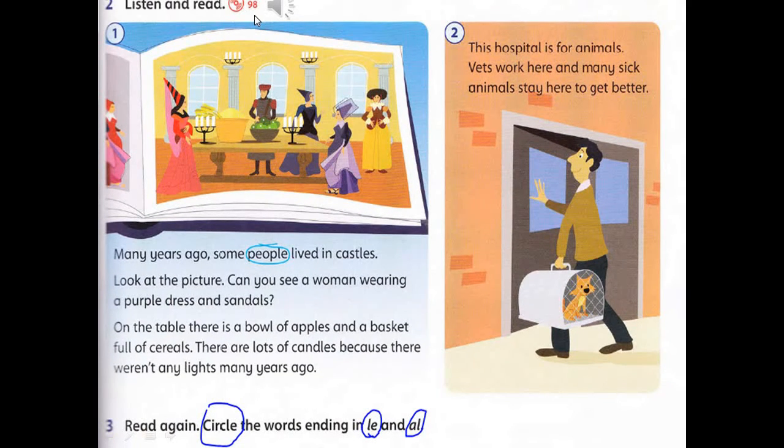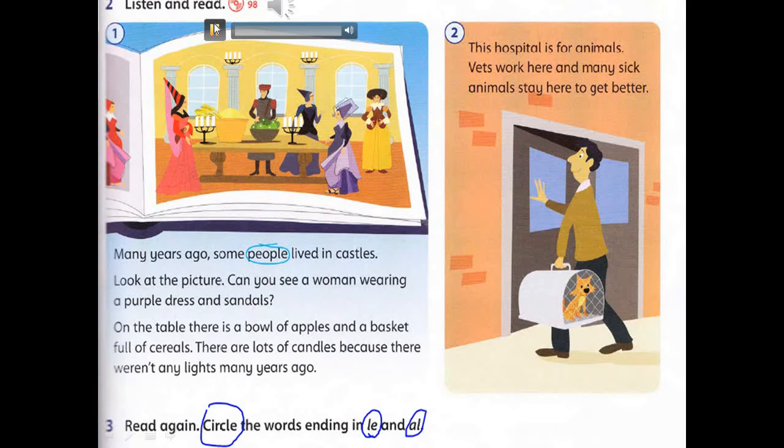Listen and read. I want you to listen and read this text. And then let's take a look at part 3. You have to circle the words ending with L, okay? L, and L-E, and also A-L. You have to circle the words. When you listen, you have to circle the word.